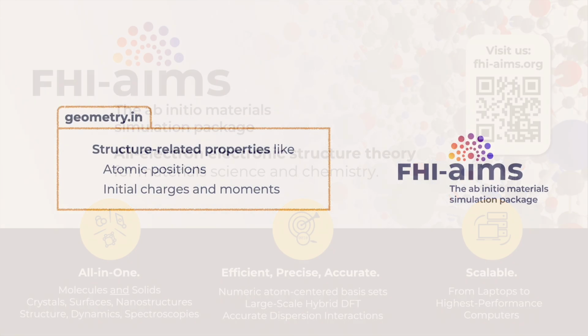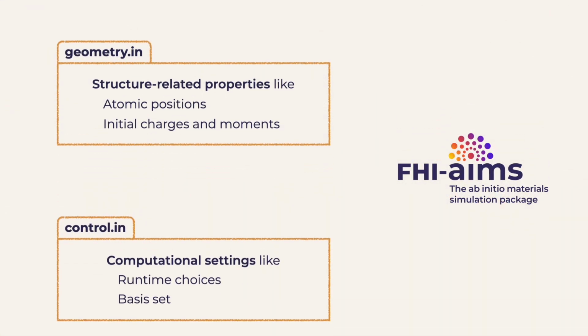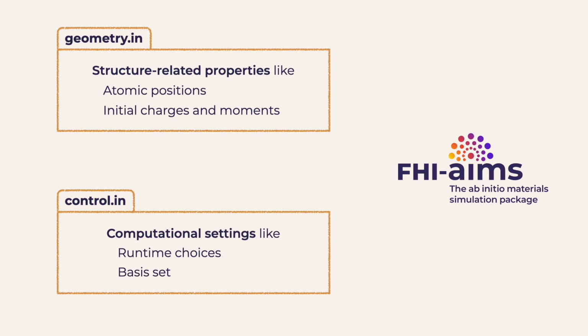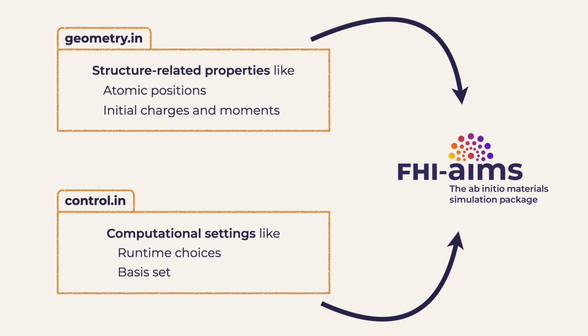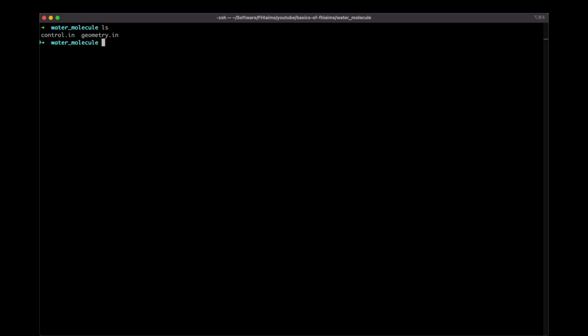Starting a calculation requires only two key and mandatory input files: a geometry.in file that contains all structure-related information, and a control.in file with the computational settings. Both are just plain text files you can create and manipulate with any common text editor. Let's look here at the example of a water molecule. I've already created the two input files, so let's take a look.